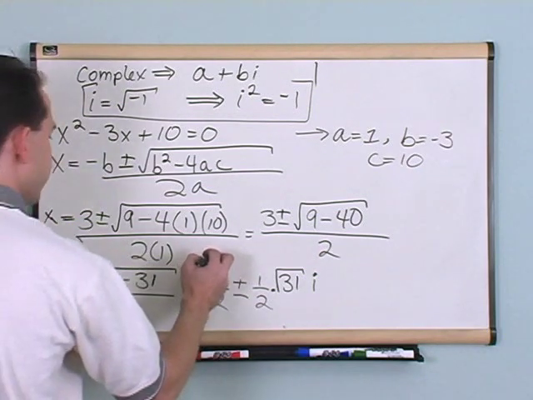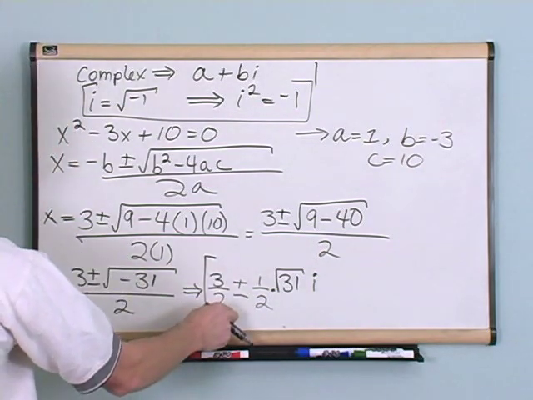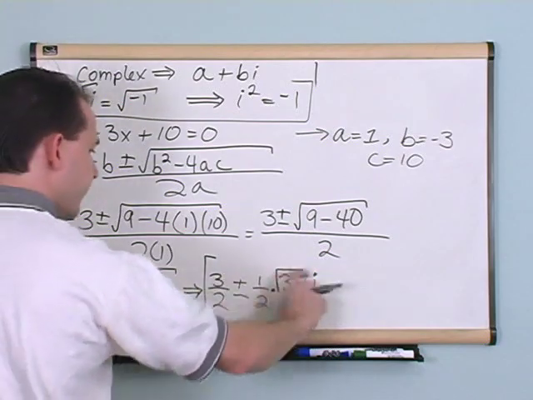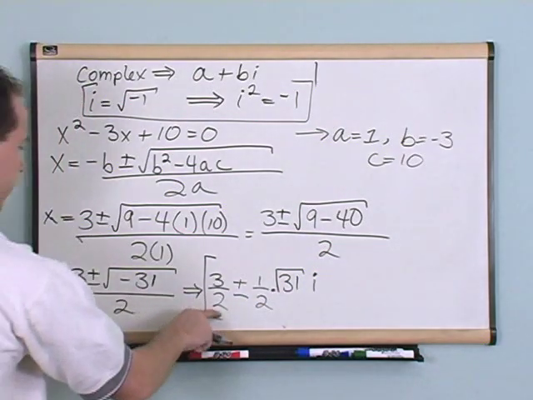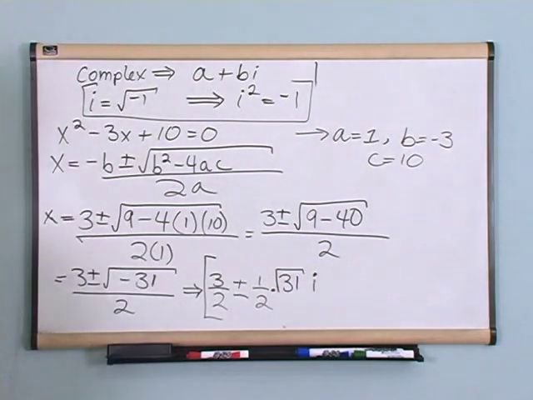Okay, so the answer to the problem is this. You get a real part plus this imaginary part, that would be one solution, and you get a real part minus this imaginary part, and those are two complex numbers, and they're both solutions of this equation.